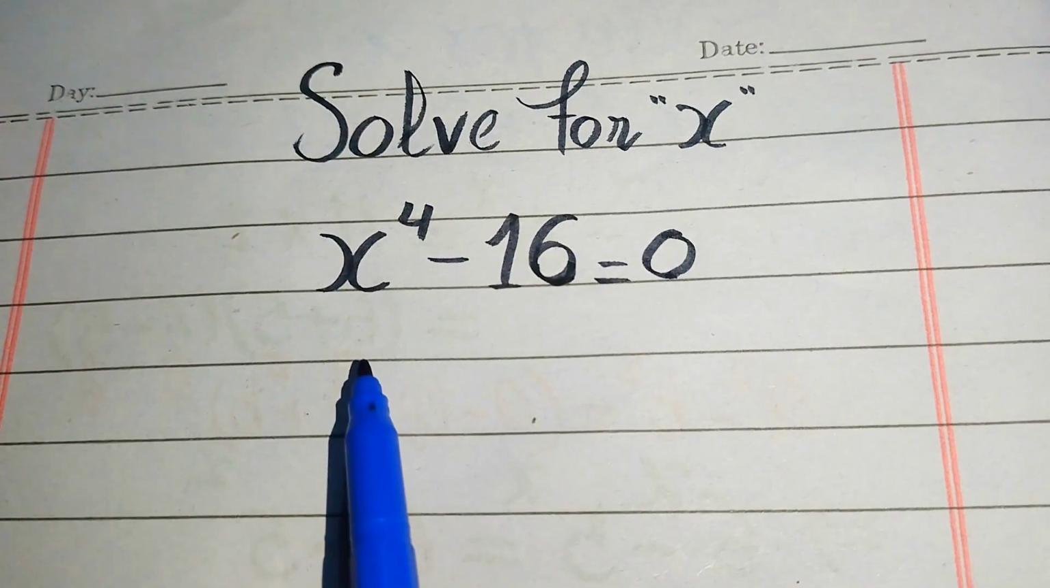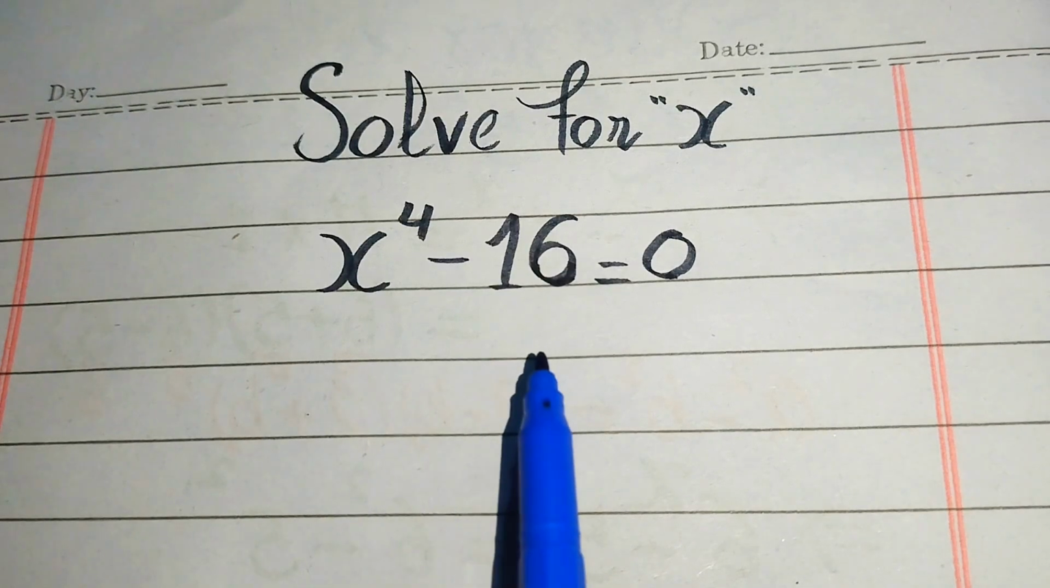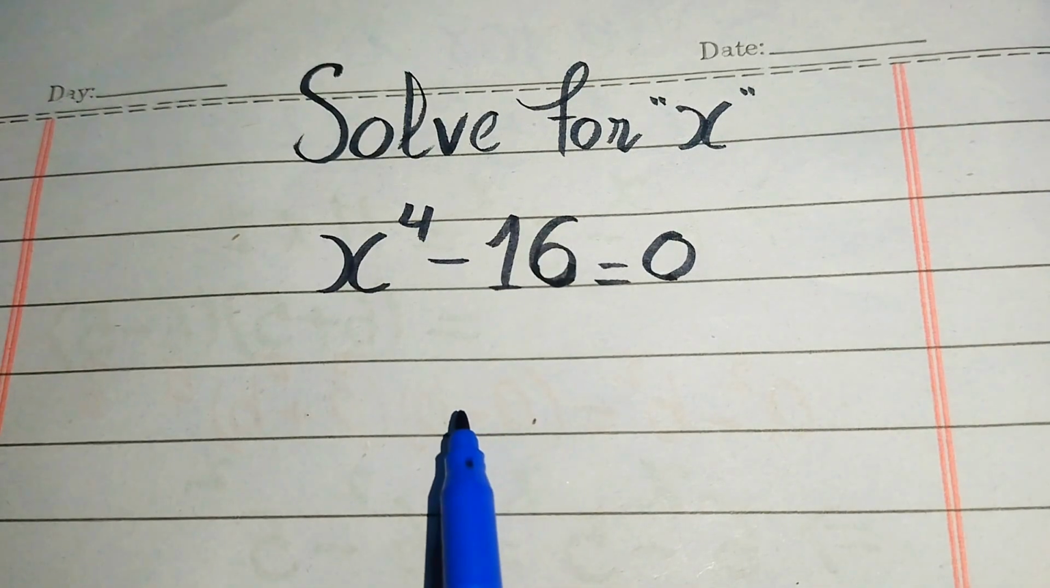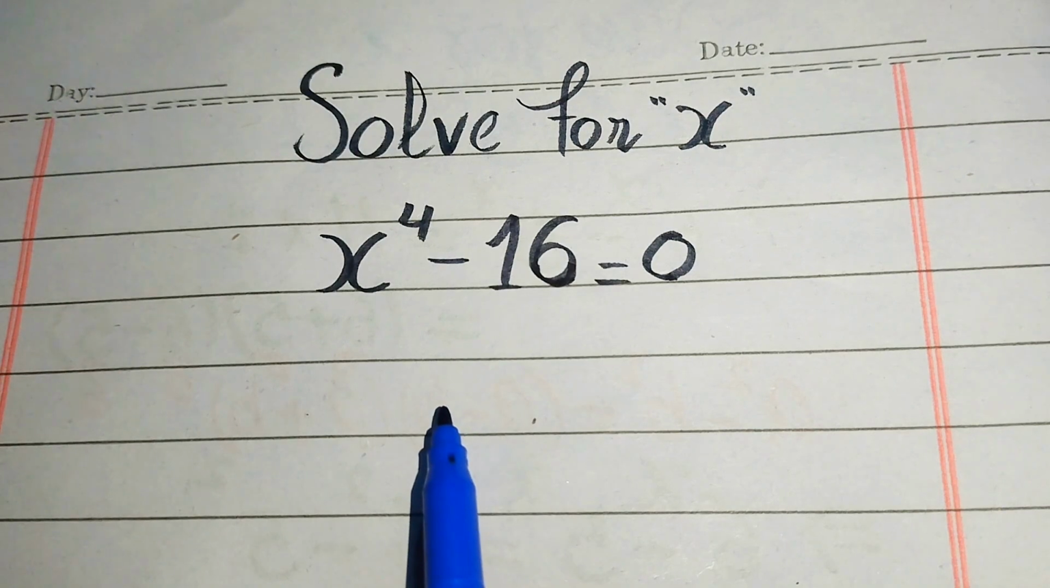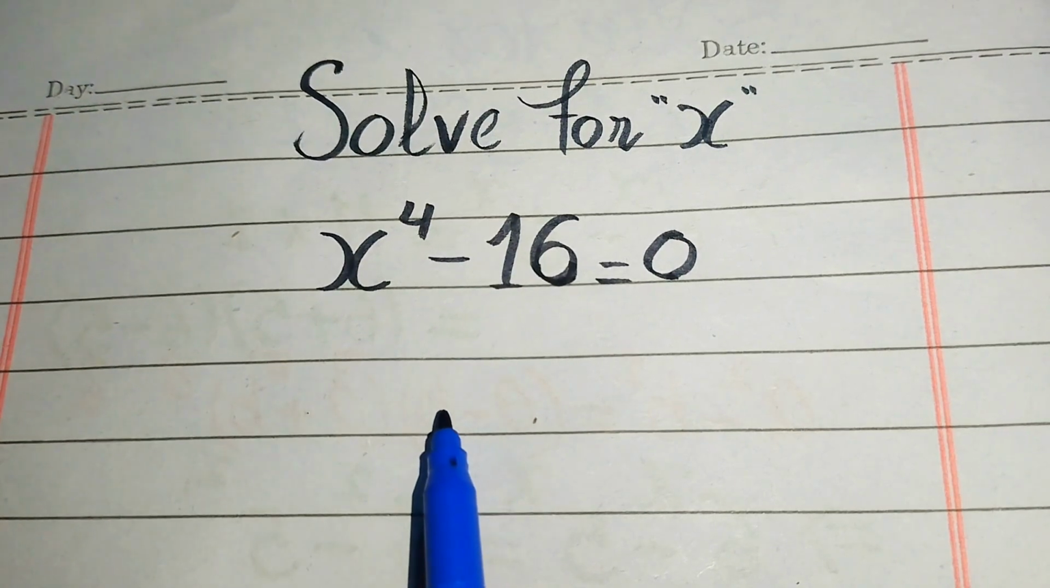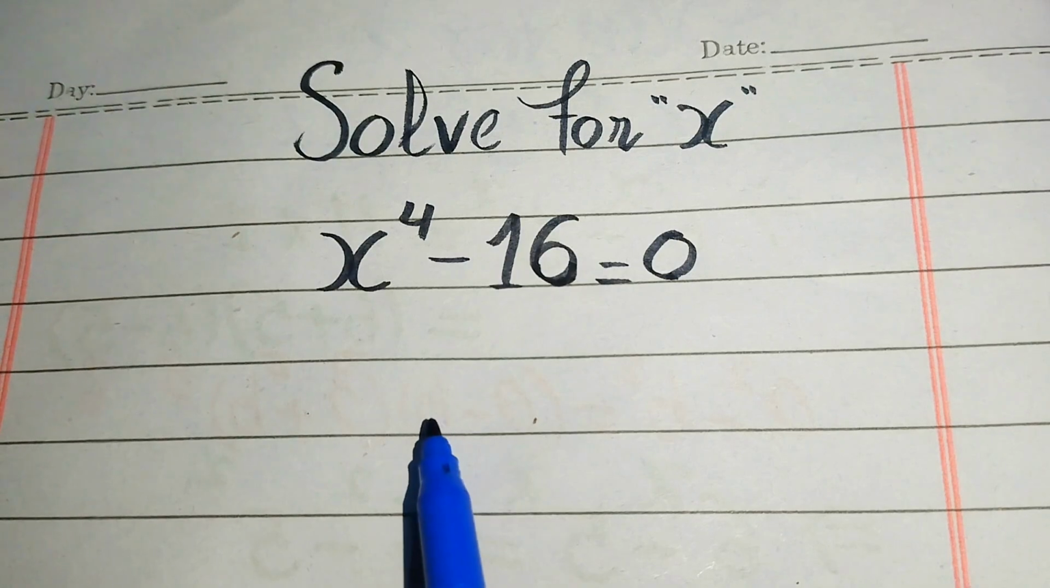So here we have x to the power of 4 minus 16 is equal to 0, and we solve this problem for all the values of x. Here first we need to find all the roots of this equation, and at the last we will verify which of the roots are solutions and which of the roots are extraneous roots. Now we move towards the solution of this problem, and I hope you like this method.